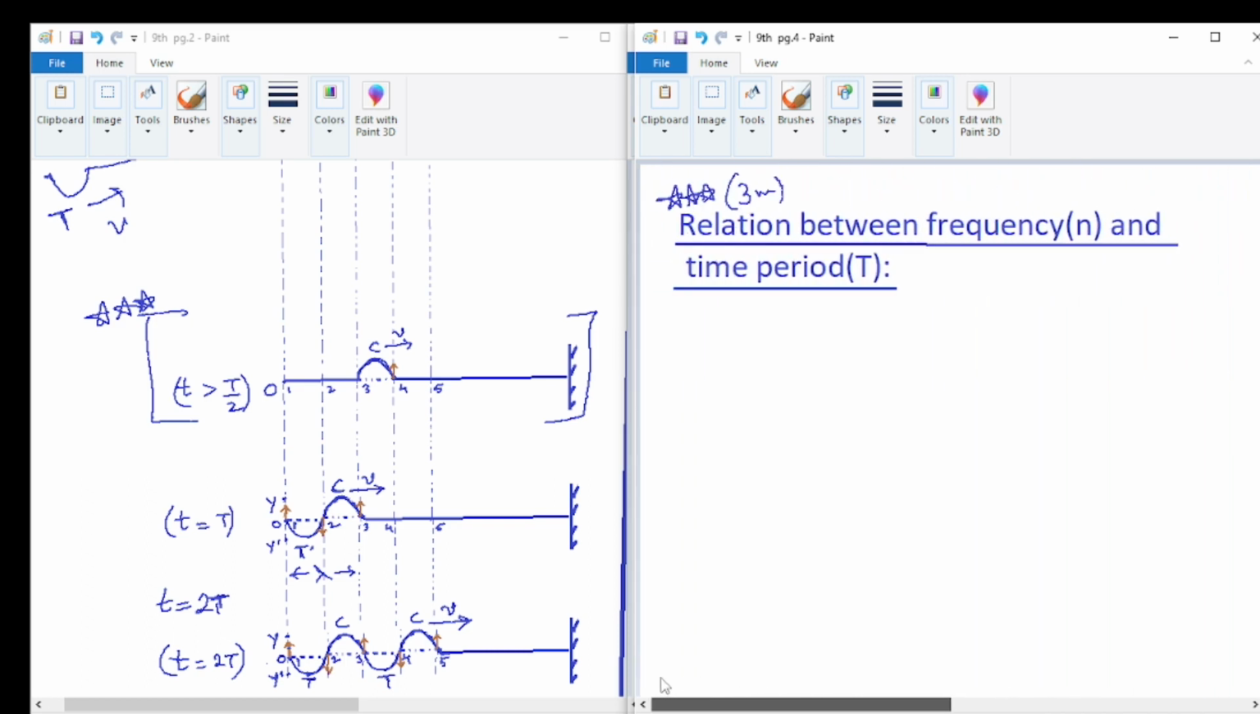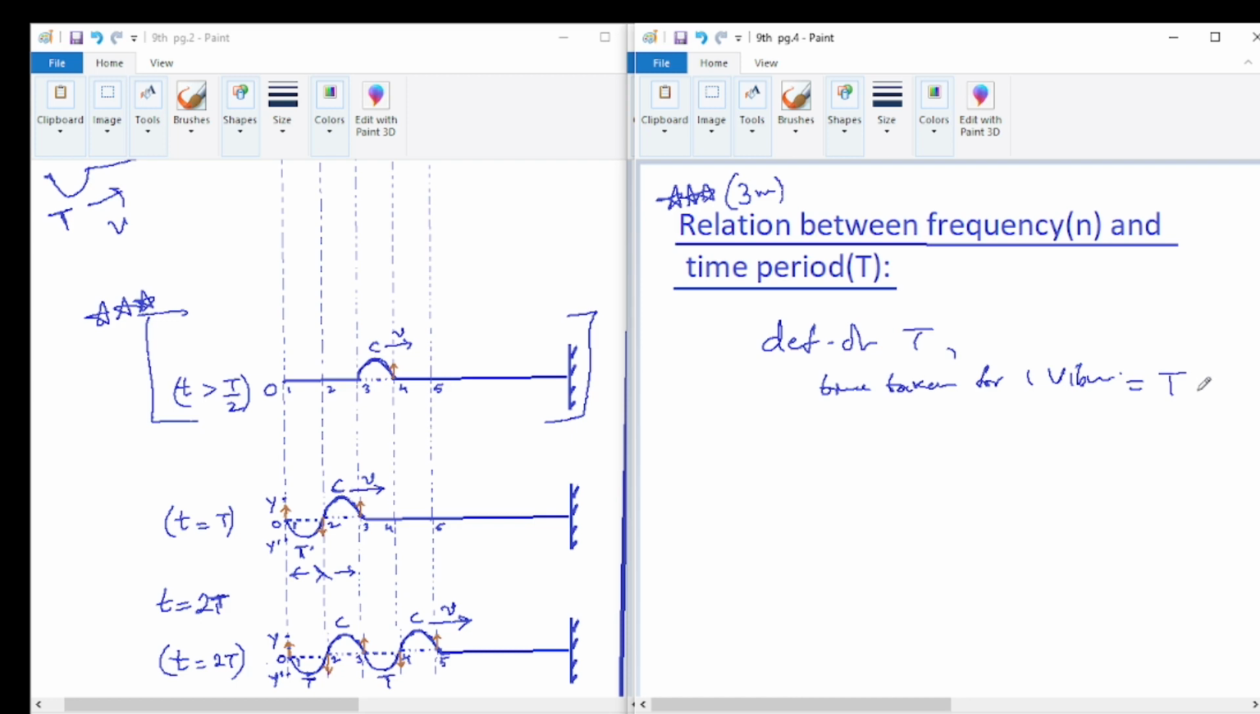Now, considering the relation between frequency n and time period t. First consider the definition of time period. So what is the definition of time period? Time period is the time taken for one vibration. So this is the definition of time period. Time taken for one vibration itself is the time period. So this is nothing but what? Time taken for one vibration is t.